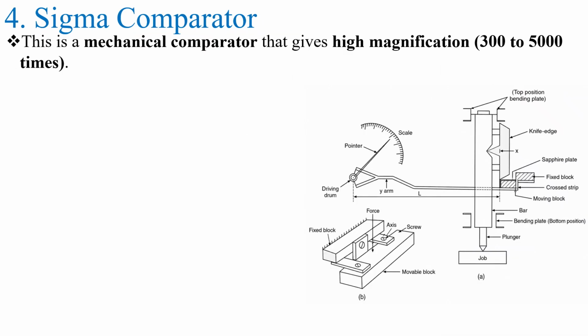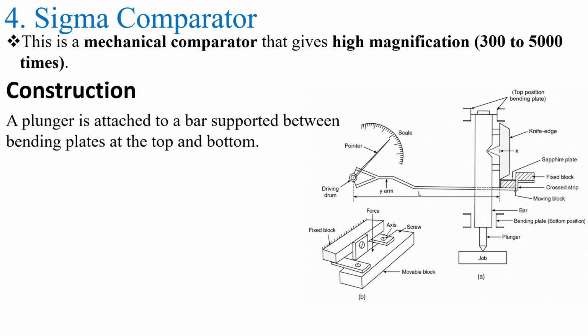Next we will discuss the sigma comparator. This is a mechanical comparator which gives high magnification. In general, the magnification is 300 to 5000 times. So let's see the construction of the sigma comparator. So this is the schematic representation of the sigma comparator.